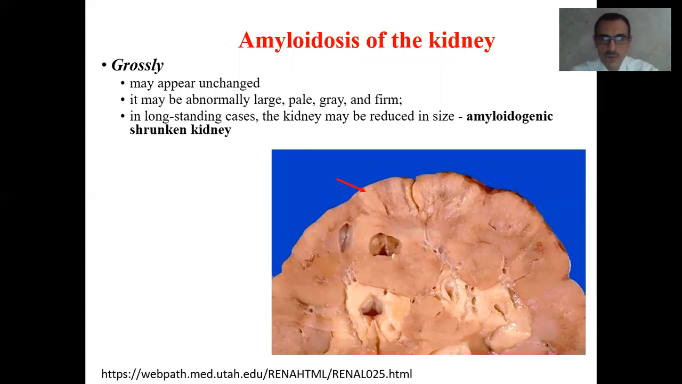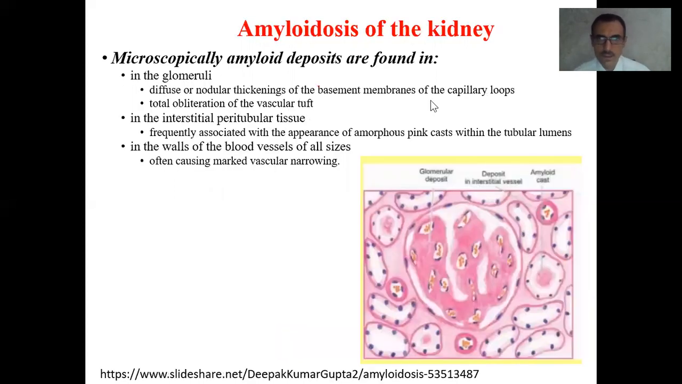Amyloidosis of the kidney. Grossly, the kidneys may appear unchanged, or, as we see here, there may be pale areas, and they may be abnormally large, gray, and firm. But in long-standing cases, the kidney may be reduced in size, which we call the amyloidotic shrunken kidney. Here we look at the microscopic structure of renal amyloidosis.